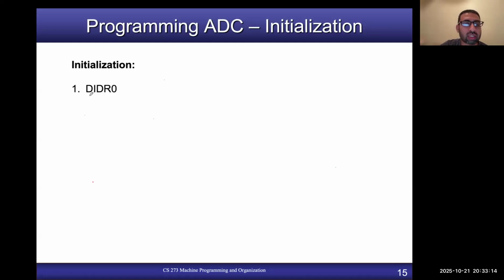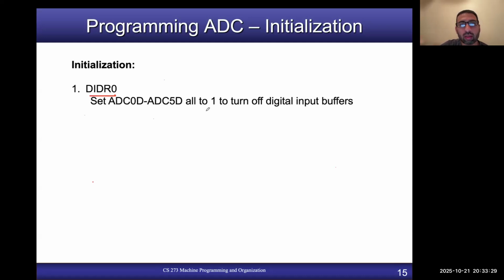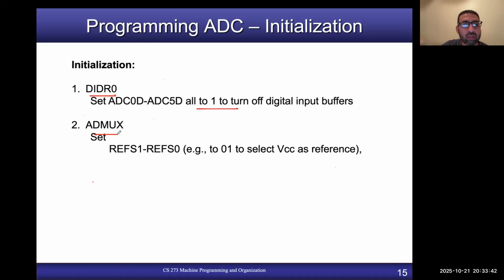The first thing in the initialization is that you need to disable the input buffers for your analog input pins. You can do that by writing 1 at bit 0 to bit 5 of the DIDR0 register. Second, you need to set the values in the ADMUX. You first need to select the reference voltage. For example, you can write 0, 1 to select VCC as the reference voltage.